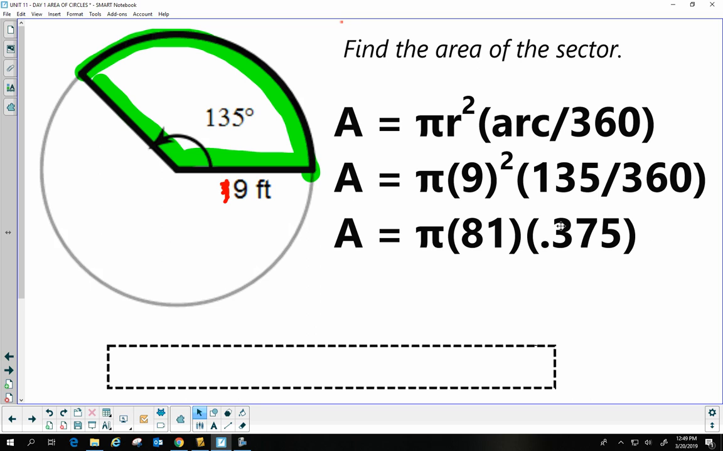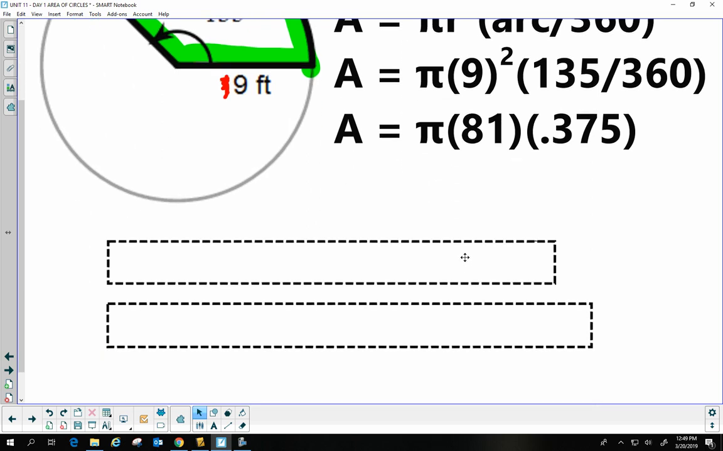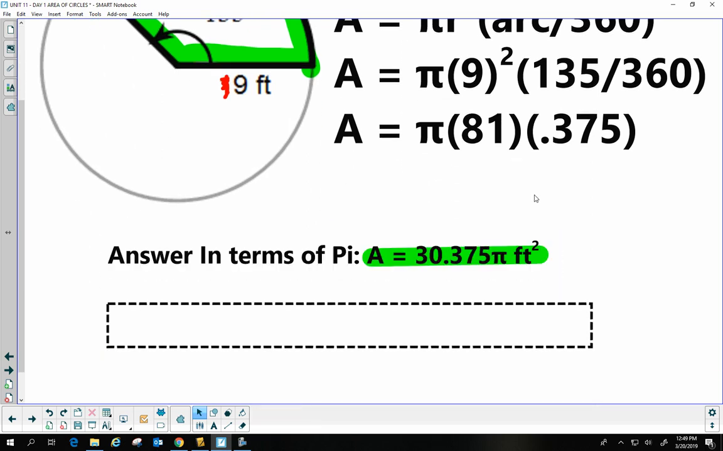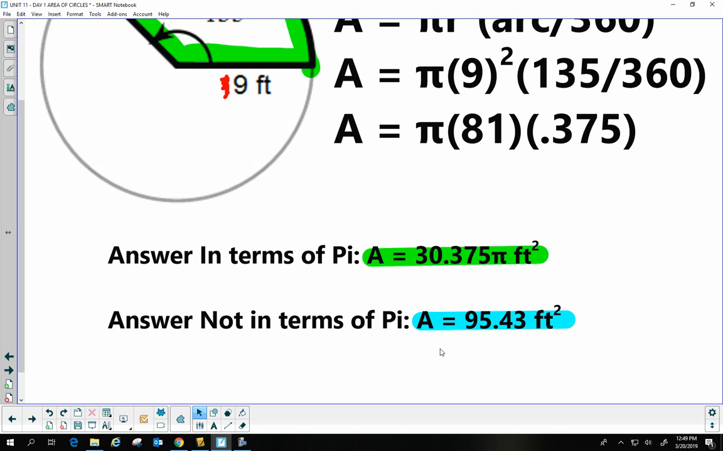So that sector is approximately 37.5 or 38% of the whole circle, 0.375. The area of the whole circle is 81 pi. And when we multiply those together, we get that the sector is 30.375 pi feet squared, or 95.43 feet squared.